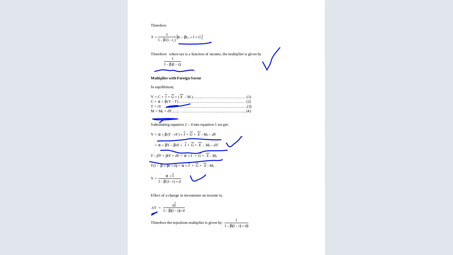Remember, d is the marginal propensity to import. If you look back at your import function, d here is actually the marginal propensity to import. So our new multiplier now, our investment multiplier, can be given by this. The change in income over the change in investment is given by this multiplier.